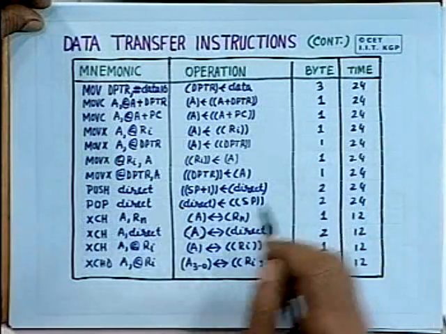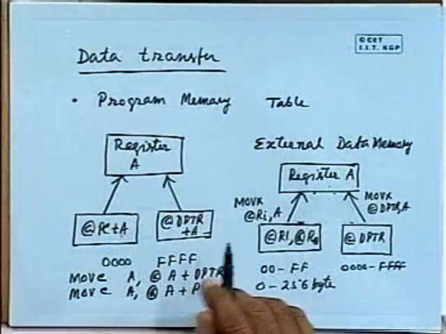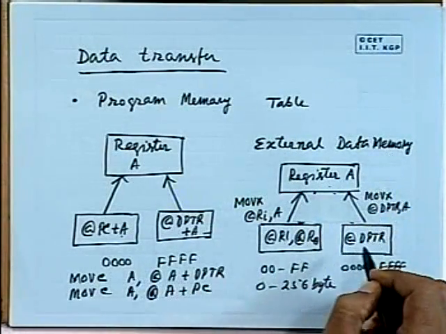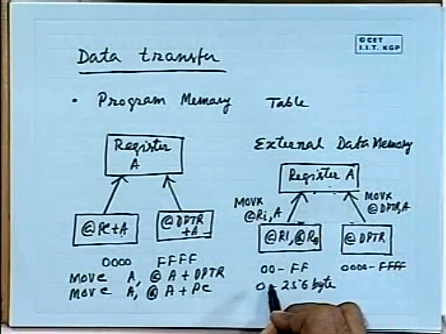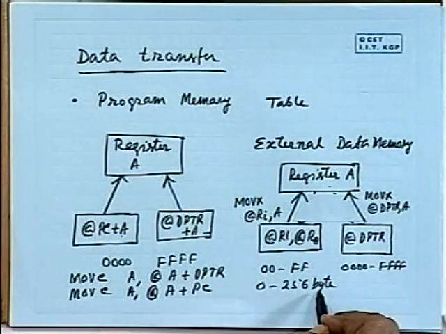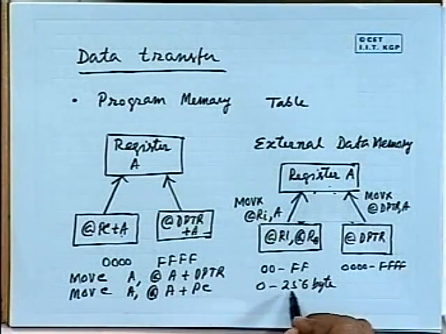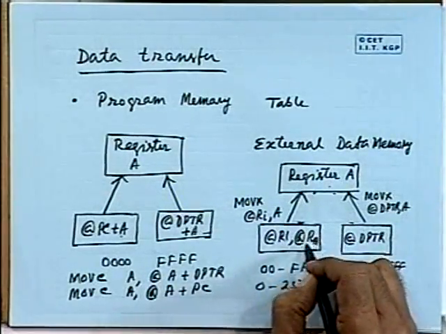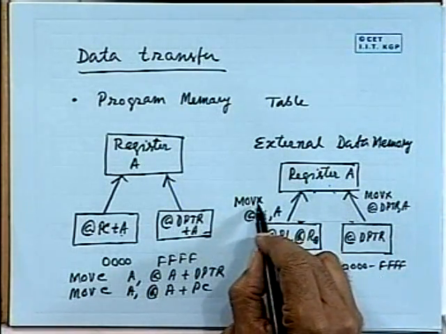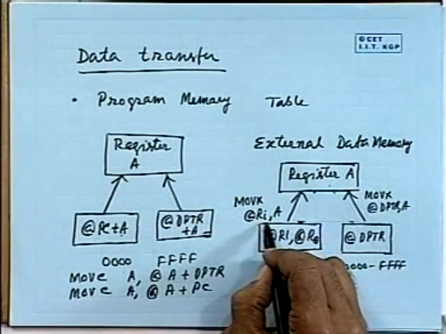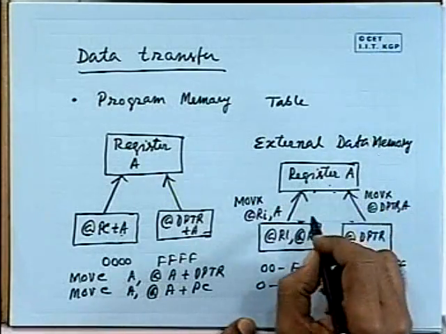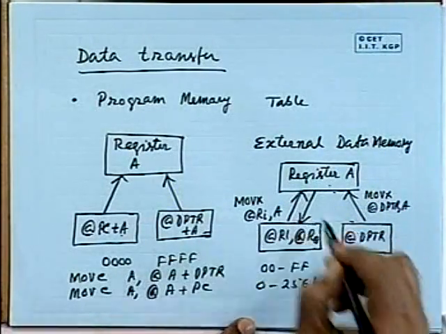Although the instruction size is 1 byte, it takes 2 machine cycles requiring 24 clock cycles. And then you can also transfer data from external data memory by using indirect addressing, where you can transfer from 00 to FF, or in decimal 0 to 256 bytes, using the R0 and R1 registers, and the instruction format is MOVX A, @Ri. And in this case, since it is RAM, data transfer takes place in both directions.